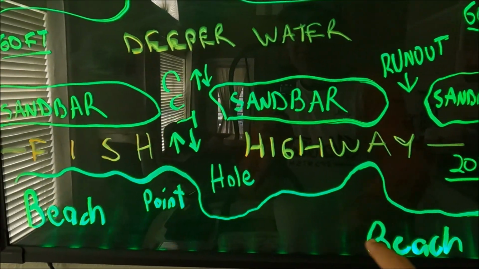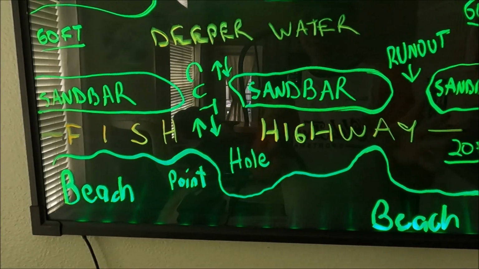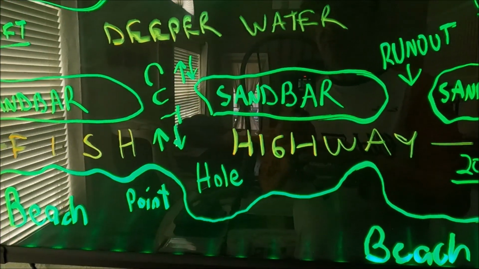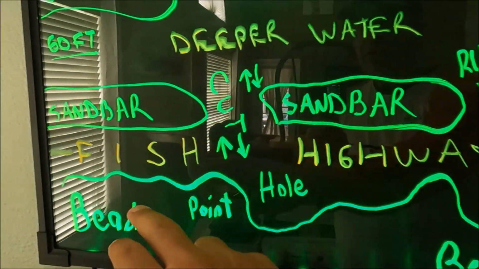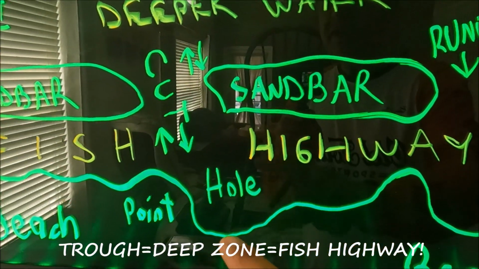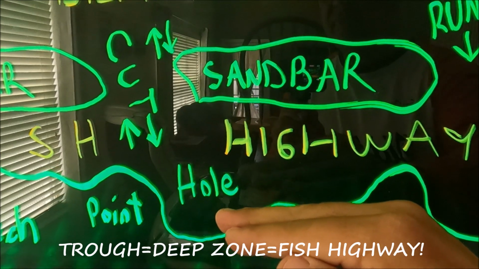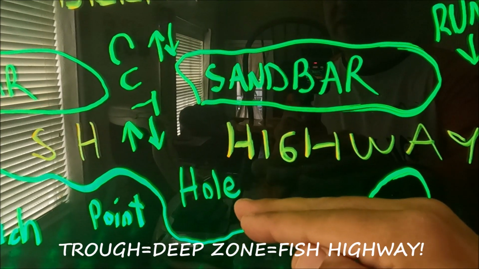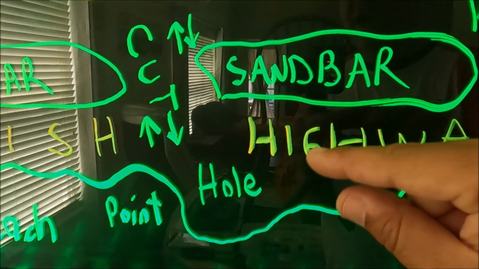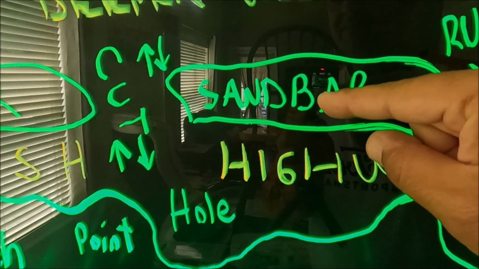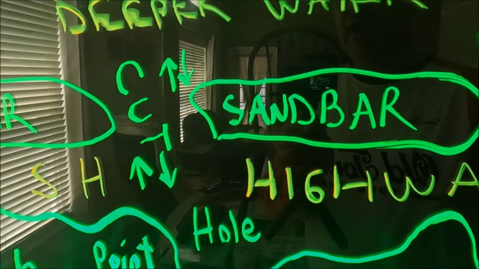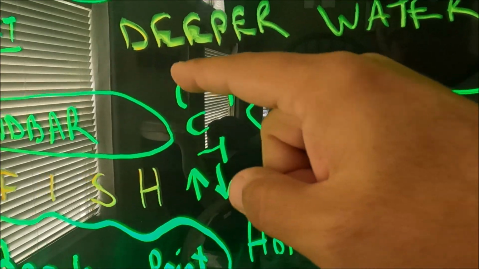As you know, here's our beach right there. You go onto the beach and you're looking at it. So the first thing you want to focus on is your first trough, which is the fish highway. You're going to see that right in front of you, and you're talking about 10, 20 feet, right before the sandbar. How do you know there's a sandbar? Right around 40 yards, 30 yards, you will see the waves breaking.